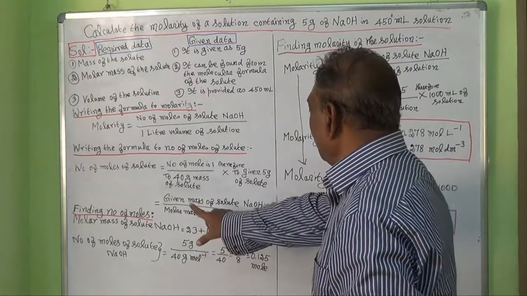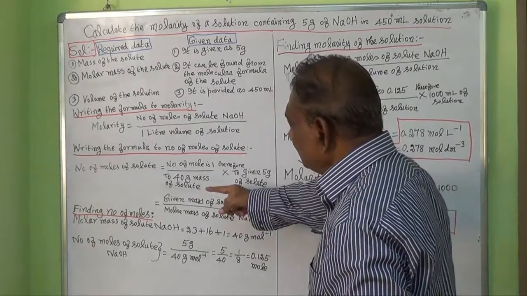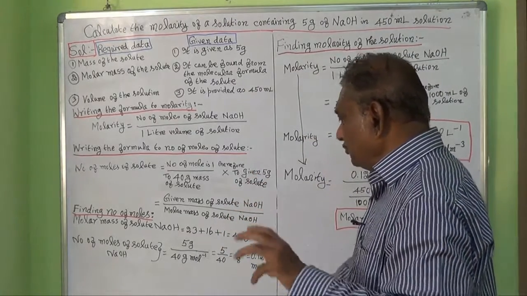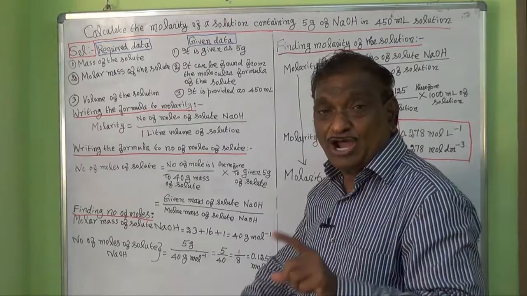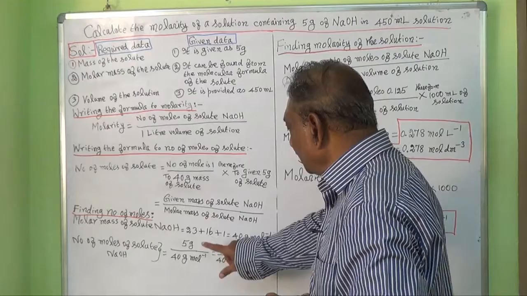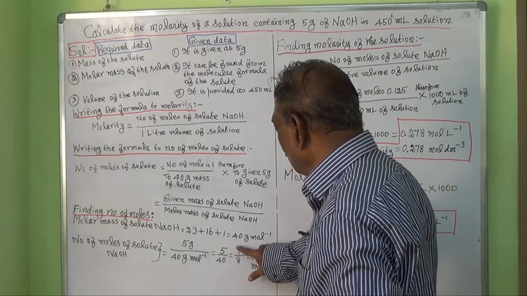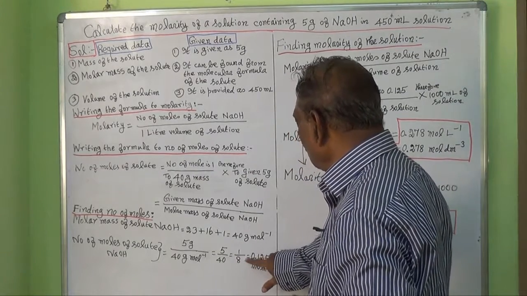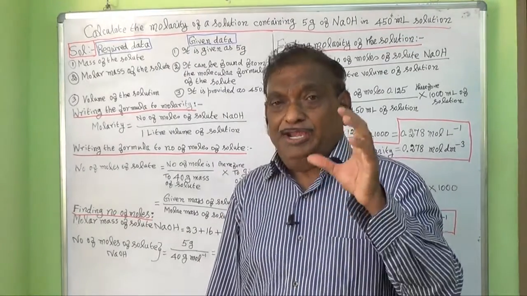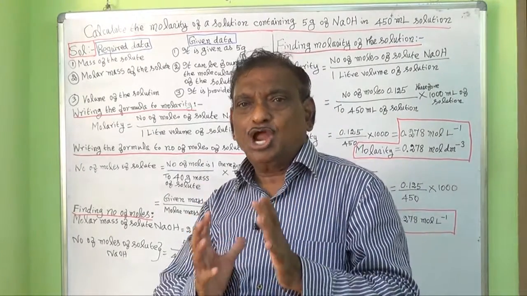What is the formula? Given mass of solute sodium hydroxide is 5 gram, as we already told, and we have found the molar mass of the solute sodium hydroxide as 40 grams per mole. If we substitute these two data, we will get 5 by 40. 5 by 40 equal to 1 by 8. 1 by 8 equal to 0.125 mole.